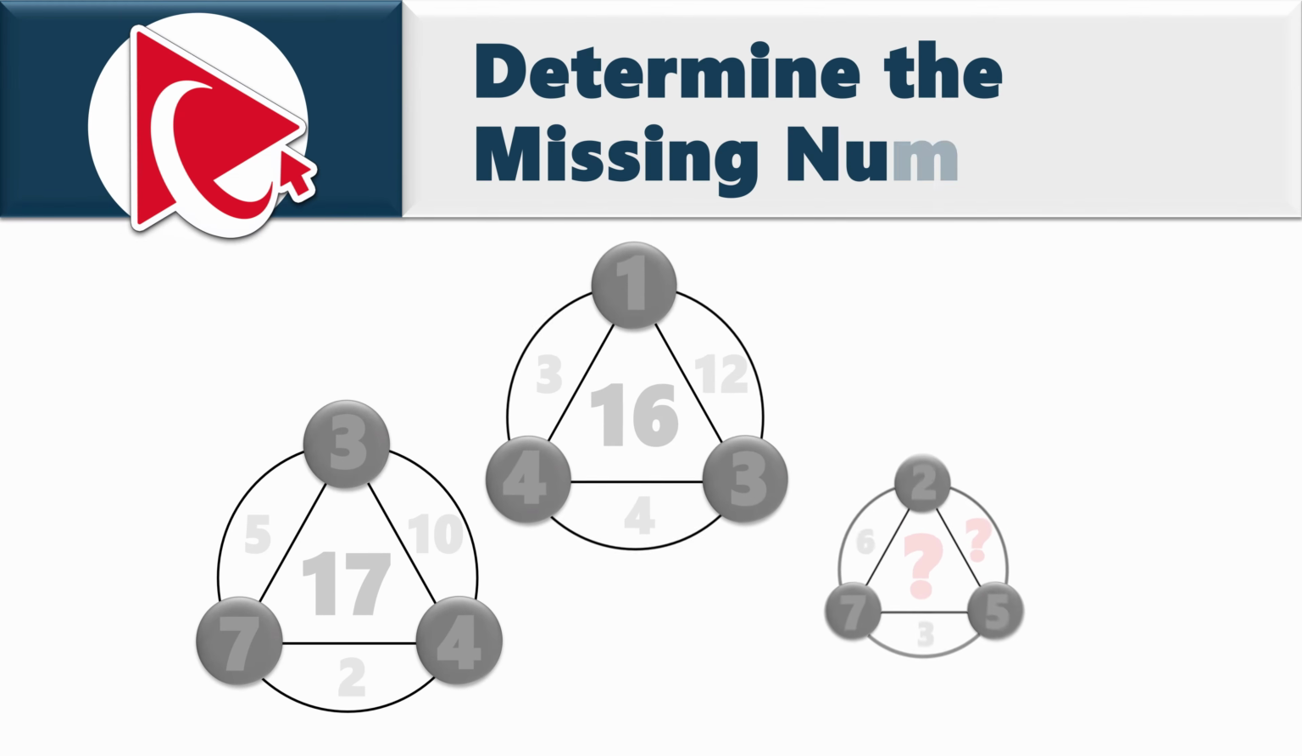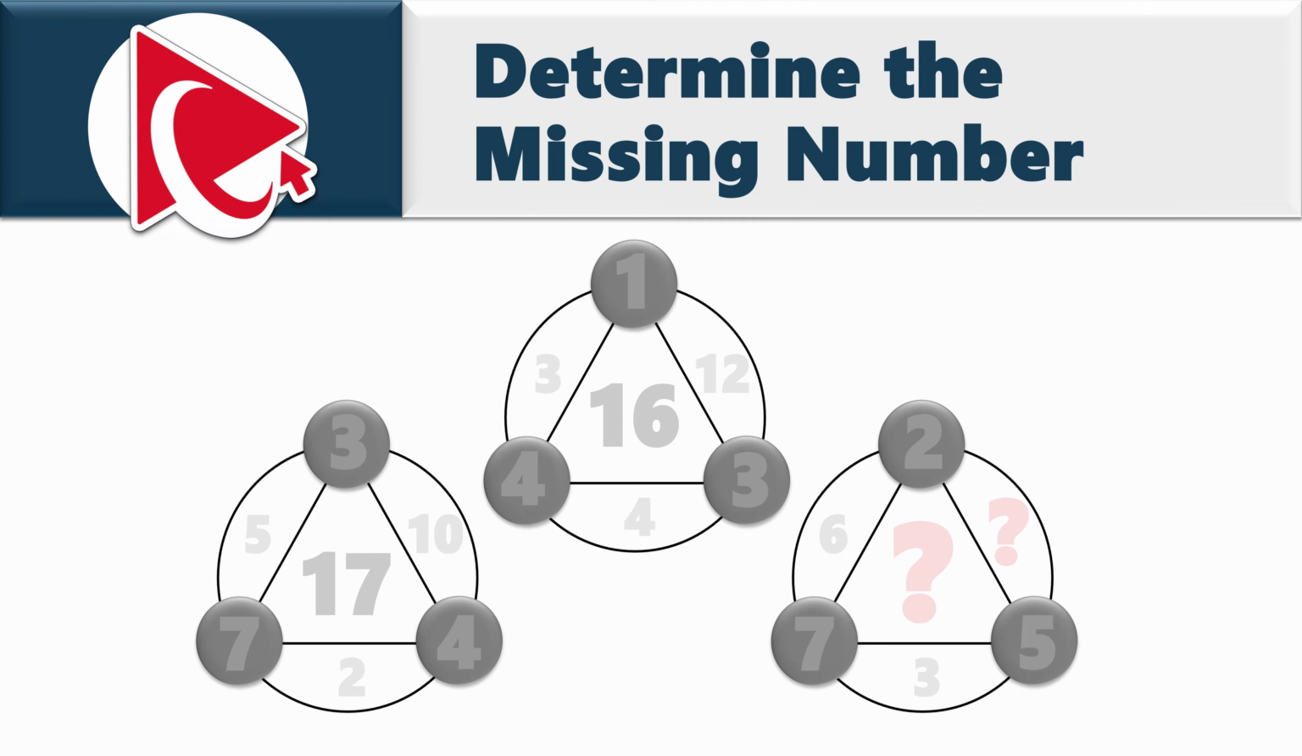You're presented with unusual looking shapes. Shapes have numbers inside. The middle number in the first shape is 17. Numbers in a circle are 4, 7, and 3. And numbers inside the large circle are 10, 2, and 5.